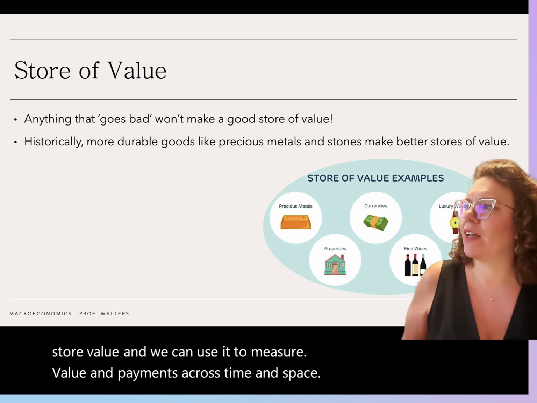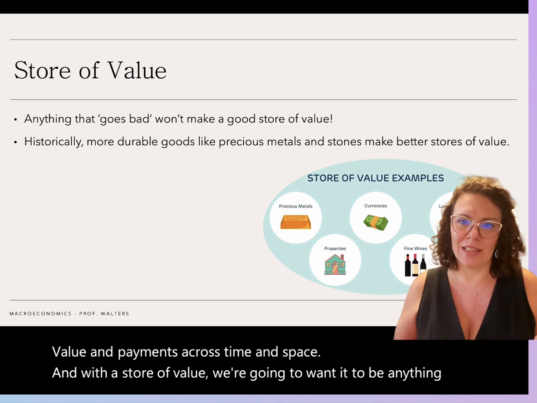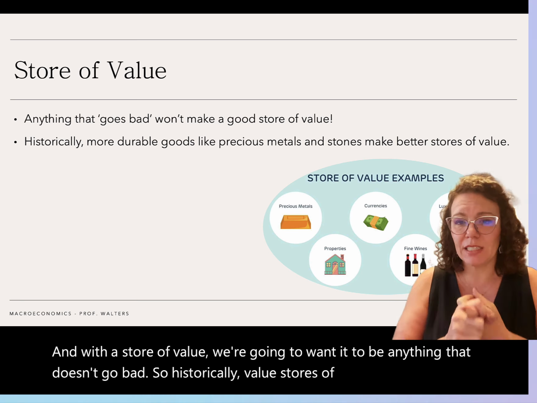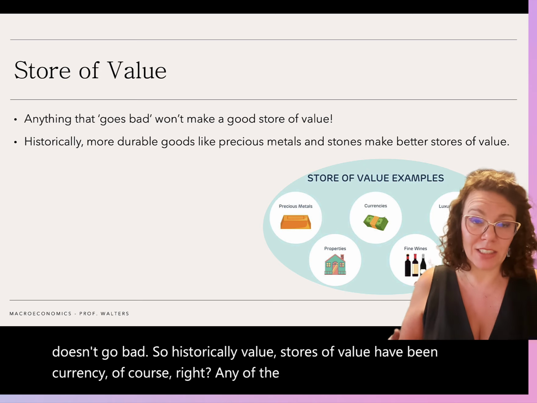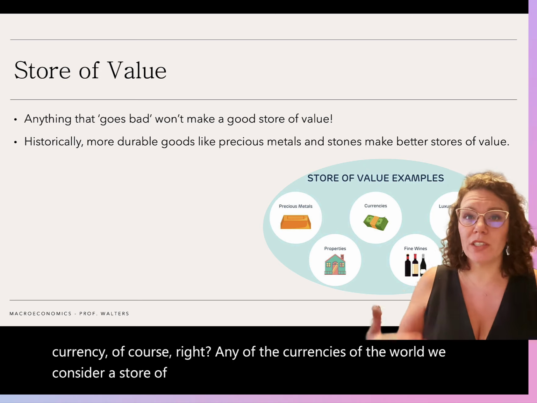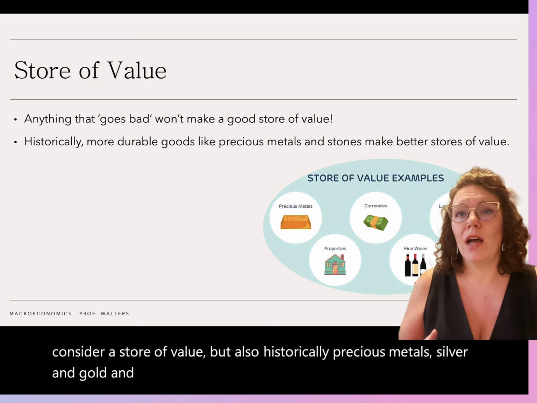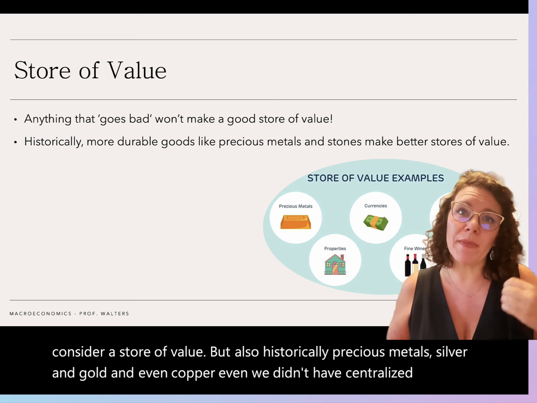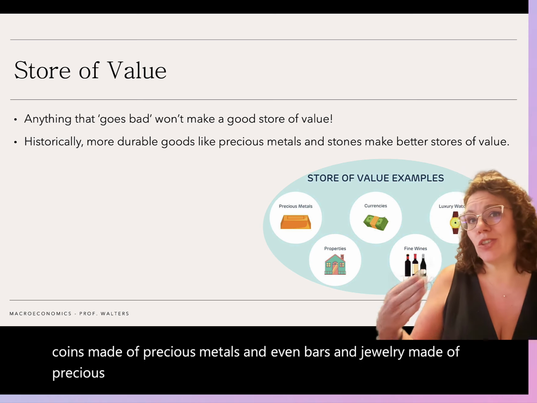And with a store of value, we're going to want it to be anything that doesn't go bad. So historically, stores of value have been currency, of course. Any of the currencies of the world we consider a store of value, but also historically precious metals, silver and gold and even copper. Even when we didn't have centralized banking, coins made of precious metals and even bars and jewelry made of precious metal are considered a store of value.